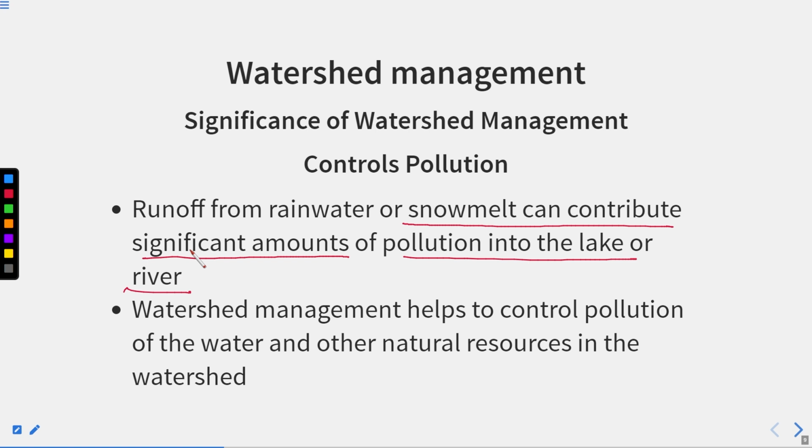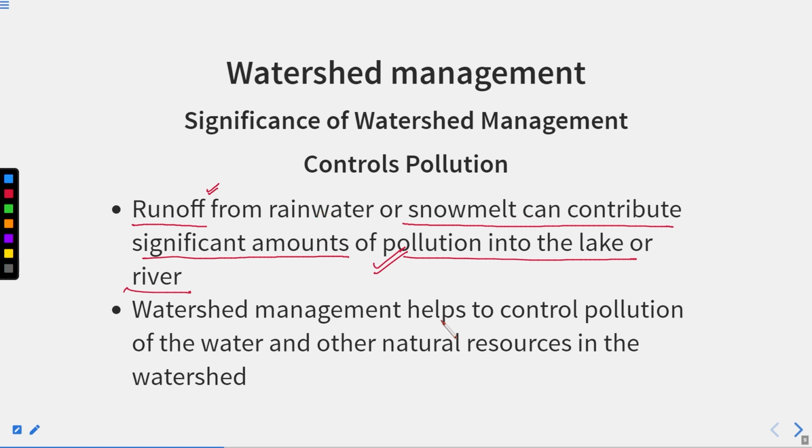So that can pollute the water. Okay. And later on it is clubbed with the biological magnification as well. So we are not going to talk about that, but here the most important thing is runoff. Now this runoff from the rainwater or the snow melt may cause pollution to the lakes and the river.